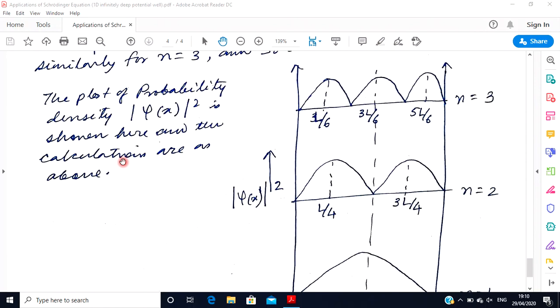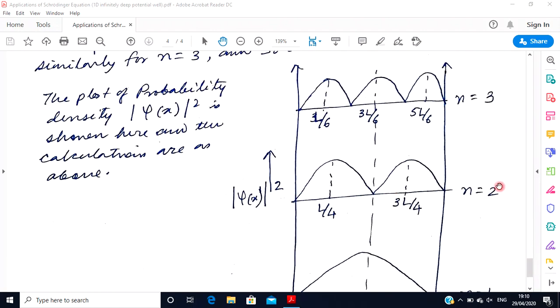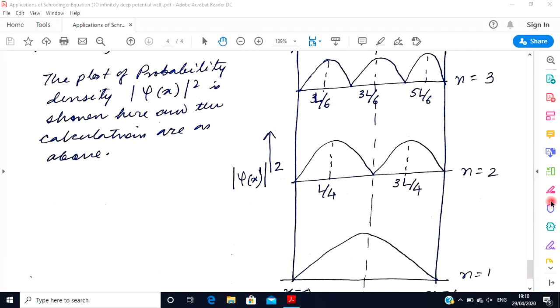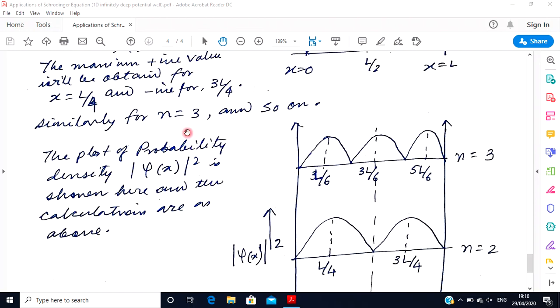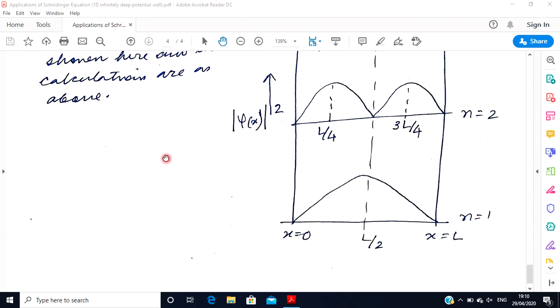And in the second figure here, this is the figure for mod of psi x square. This is the probability density. So this will look like as it has been shown here, and this is for the ground state, the first excited state, and the second excited state. The calculations are given here. You can go through this, and this ends the first application, that is the one dimensional application of the Schrödinger equation.